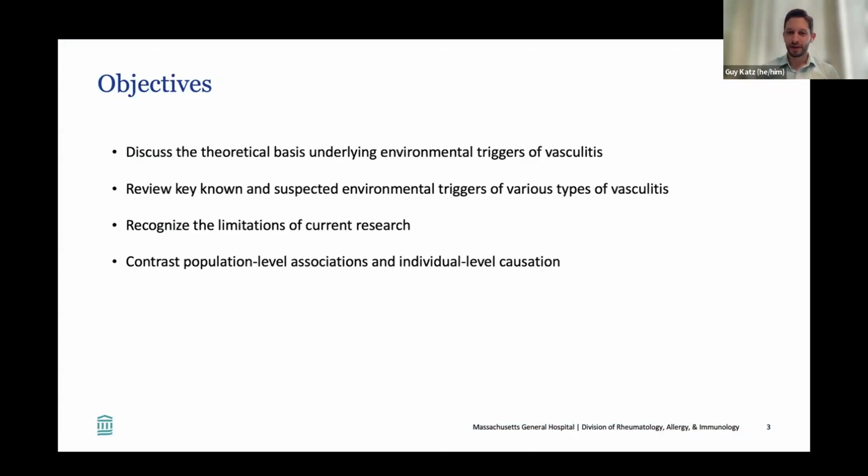And here are some of the objectives that I'd like to go over as a group today. So we'll discuss the theoretical basis that underlies the environmental triggers of vasculitis. We'll review some of the key known and suspected triggers of different types of vasculitis. We'll recognize the limitations of the current research and what needs to be done for us to understand these concepts better. And we'll contrast the population level associations that we found and individual level causation and how it applies to the individual with vasculitis.